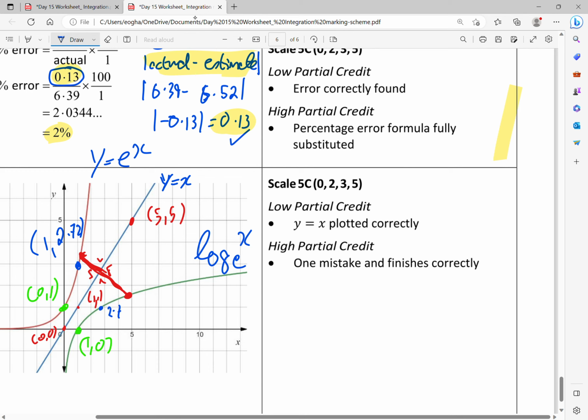If we pick another point, well, we know the point 1, 2.72 is on the original, so then the point 2.72, 1 will be on the image. So you just switch the x and the y coordinates around. Okay, that was the answer for that question. I hope it all makes sense now.